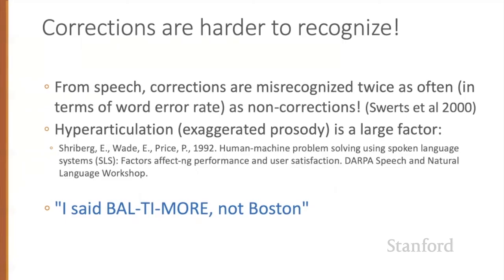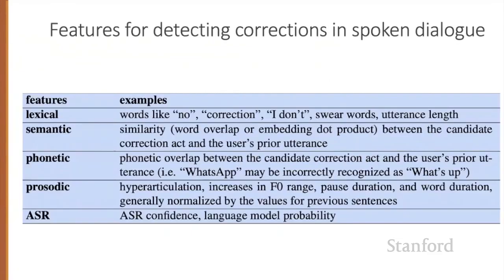One reason for this is that speakers sometimes use a specific prosodic style for corrections called hyperarticulation, in which the utterance has exaggerated energy or duration or pitch contours. I said Baltimore, not Boston. User corrections tend to be either exact repetitions or repetitions with one or more words omitted, although they may also be paraphrases of the original sentence.